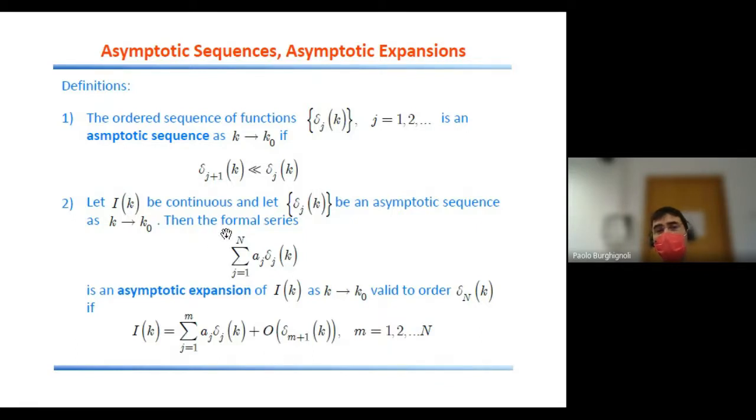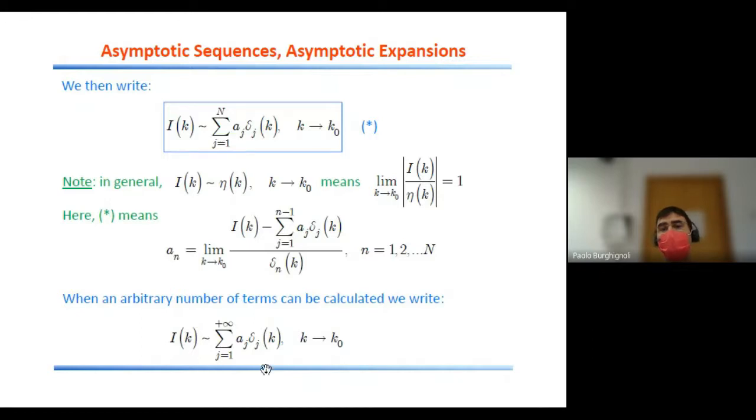It is also possible that the upper limit capital N is equal to infinity. So what you get is an infinite asymptotic series. We write all these things synthetically by using the tilde symbol. So if we write that the left-hand side, the function I of k, is represented asymptotically by the right-hand side, we use the symbol tilde, which means exactly what we have said so far. So if you truncate this expansion up to a certain index, then the error is of the order of the next term in the asymptotic sequence.